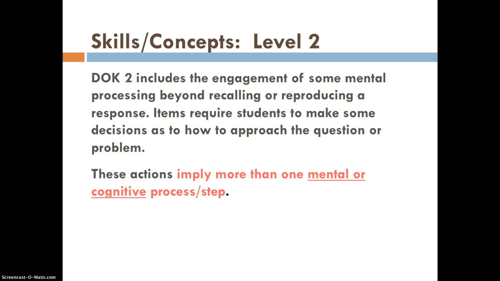Okay, in Webb's depth of knowledge, at level 2, this is where we start to get a little more rigorous in our assessment of what we expect our students to know and be able to do. And this goes certainly beyond recall, and it does require mental processing that really is more engaging than just level 1. It really does imply that there's more than one mental process. So students are going to have to think through at least 2 processes in a level 2. Let me give you some examples to help better solidify it.